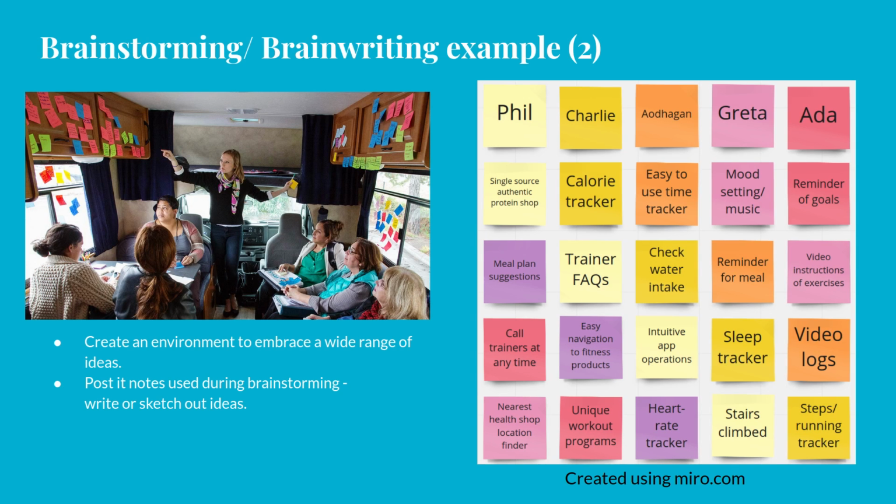We can translate this to our example of our fitness app, where participants can write up as many ideas on the post-it notes, as simple as suggesting maybe a running tracker or a calorie intake tracker, or being a little bit more ambitious with a more niche idea such as suggesting a single source authentic protein shot or strict meal plan suggestions. These ideas can be passed along and then developed further, and then ultimately these are all posted on a wall and clustered together through colour coordination, for example. The final output of this is idea descriptions through text and idea sketches through visualizations.